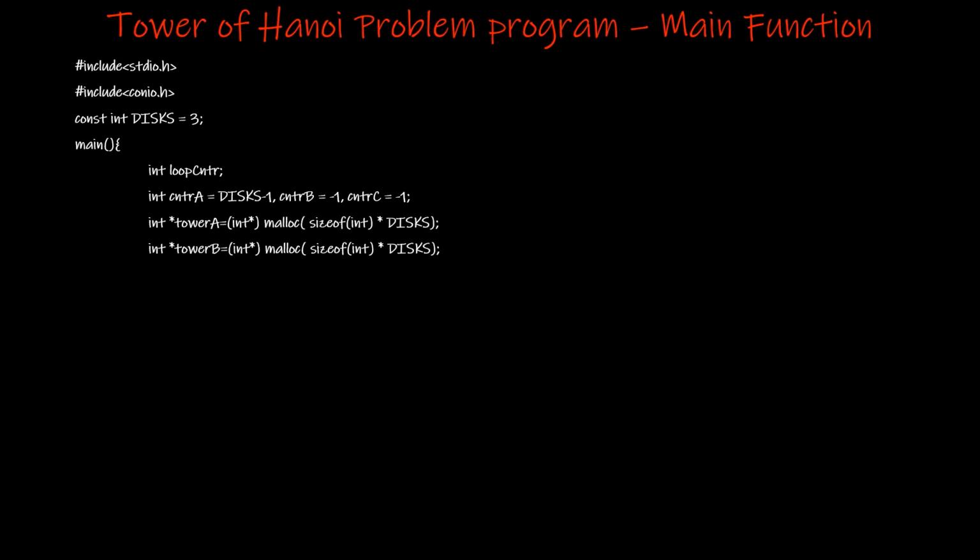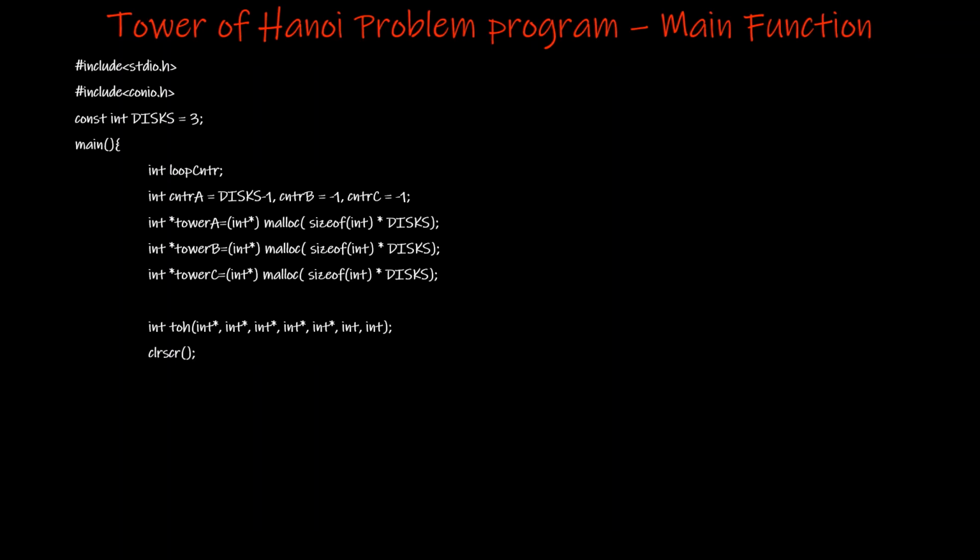Then we declare 3 pointer variables, tower A, tower B, and tower C, which are assigned memory locations that are going to represent tower A, tower B, and tower C respectively. We have made use of the malloc function to assign the memory to these pointer variables. Then we declare a TOH function which is going to have 7 parameters. What these parameters will take, we'll see in the TOH function.